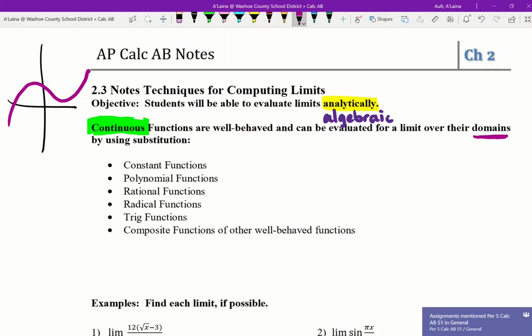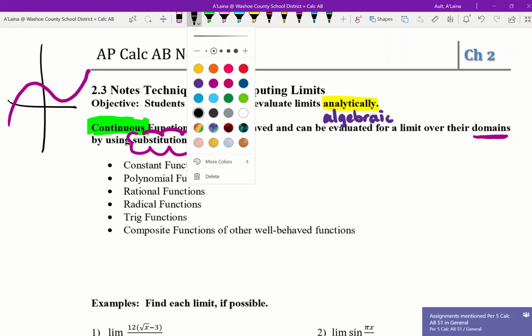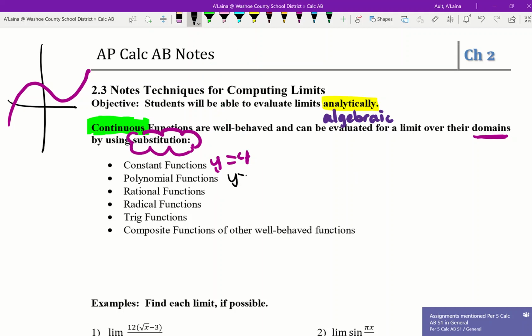And the strategy that we'll use is substituting in a value, and the value will be the one that x is approaching. That works great for constant functions, something like y equals 4. For polynomial functions, something like y is equal to negative 5x to the fourth plus 3x squared. Rational functions, something like y equals 1 over x. We do have to watch for those domain restrictions. Radical functions like y is equal to the square root of x. Again, we're going to watch for domain restrictions. And trig functions like y equals sine of 2x and so forth.